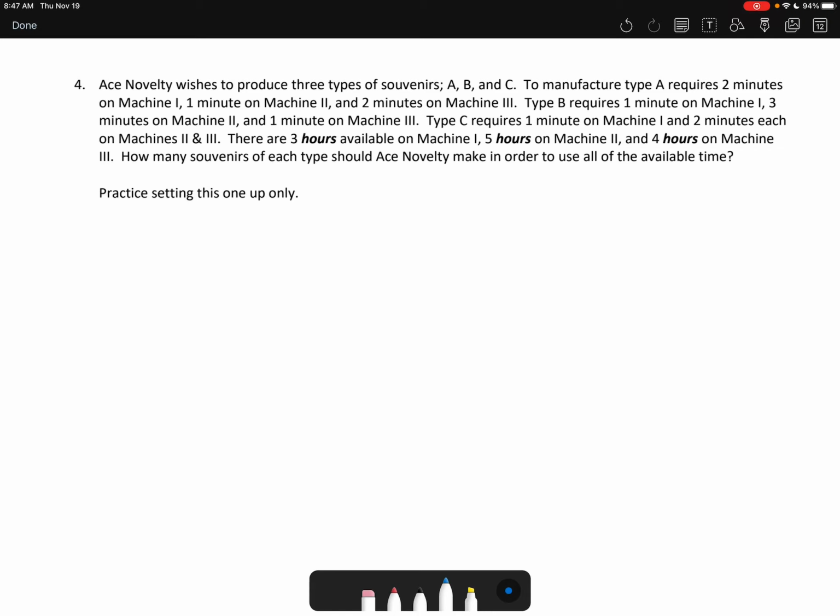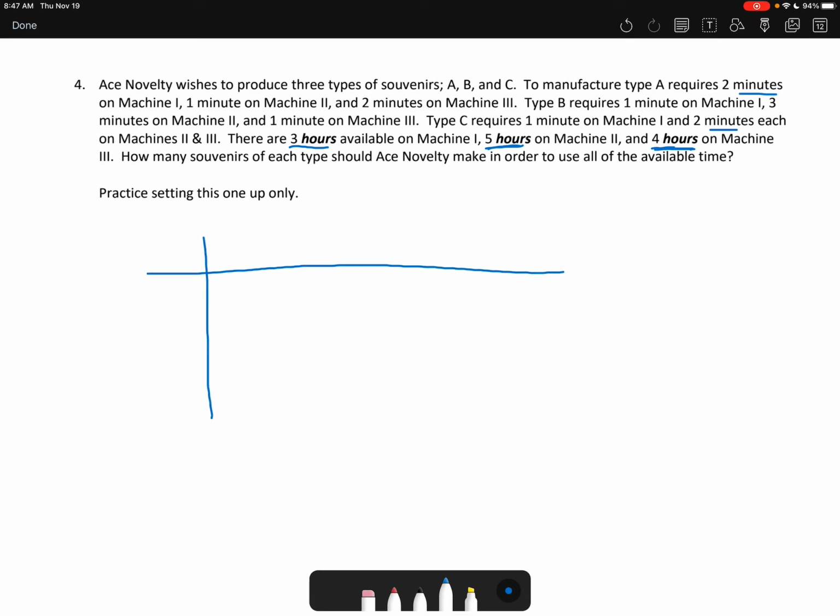Okay. So one thing to notice, and it's in bold print here for us, is that they switched from minutes to hours. All of these times are in minutes, and then the overall times are in hours. So we're going to have to definitely do a little bit of adjusting when we get there. I would recommend setting up a chart here. Again, this is the hardest part a lot of times.